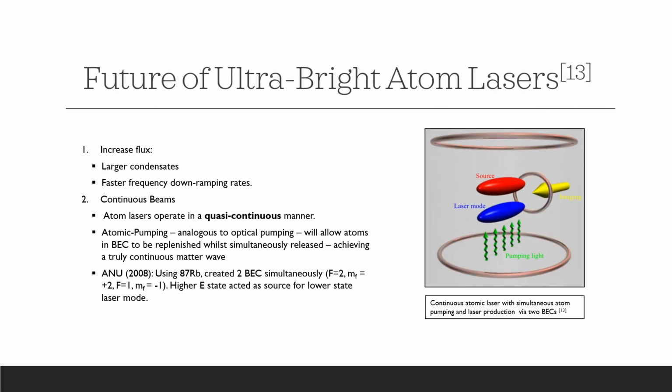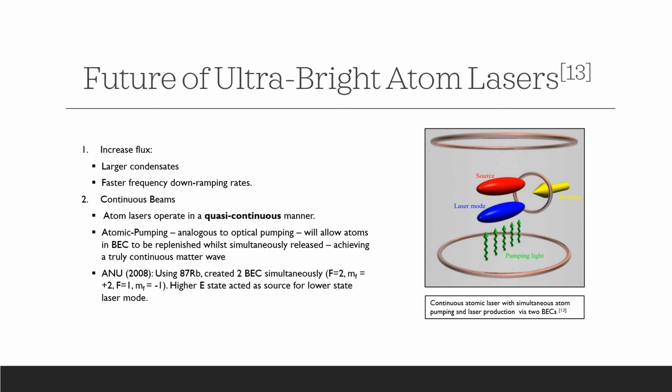So in regards to the future of ultra-bright atom lasers, there are two core areas of concern. The first is increasing the flux even further. Now, as we've shown, we are able to have all of the atoms from the condensate moved into the freely propagating laser. However, in order to achieve a flux even further, we need to create larger condensates and therefore have more atoms available to be moved into the laser, having more flux.